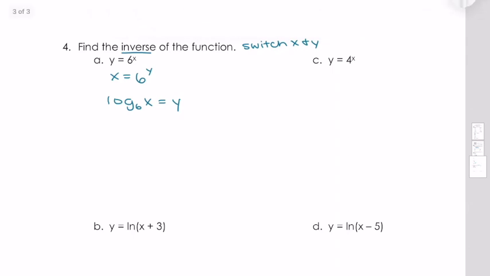Alright, I'm going out of order, and I'm going to do letter C. So x equals 4 to the power of y, and I'm going to take the log, so log base 4 of x equals y. And remember, it can also go the other way. So if you were given log base 4 of x equals y, or log base 4 of y equals x, you would do the exponent to get it in another form where it's in y equals.